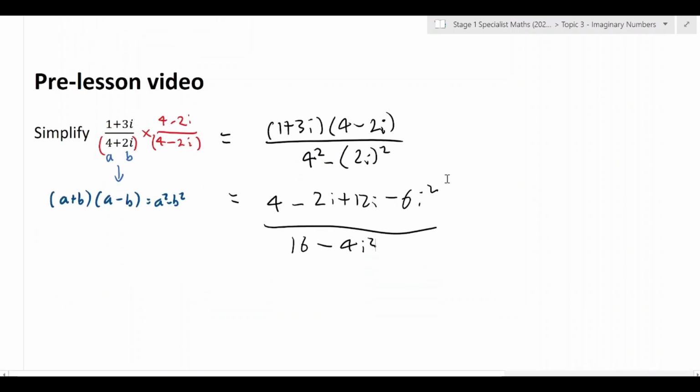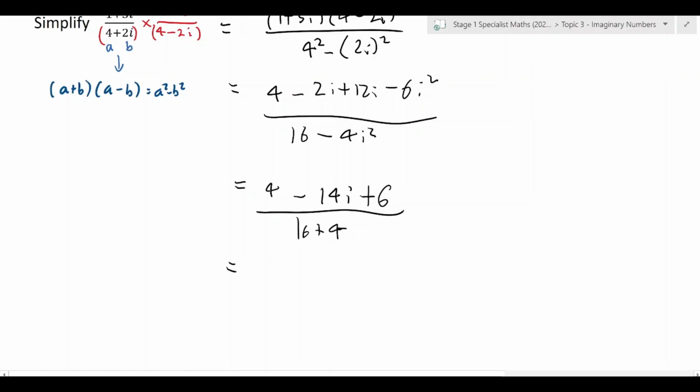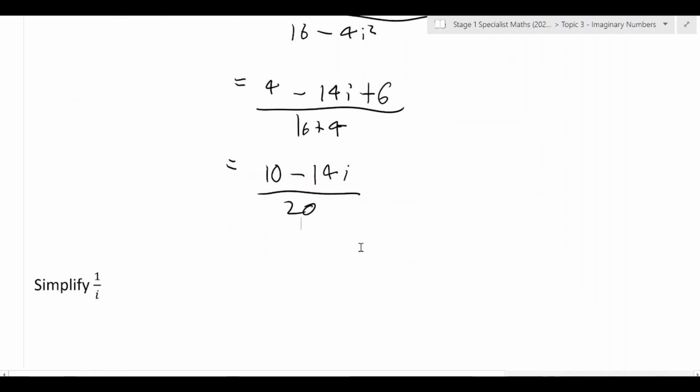All right, let's keep going. So you're going to get 4 take 14i on the top, essentially. Now this minus 6i squared becomes a plus 6 because i squared is minus 1. And then it cancels out with that other minus. It becomes real. Similarly, this becomes 16 plus just a real 4 on the bottom. Notice how there's no imaginary number on the bottom. This is exactly how it worked to get surds off the bottom of a fraction. So 4 plus 6 on the top gives us 10, take 14i over 20. And that's about as simple as you're going to get.